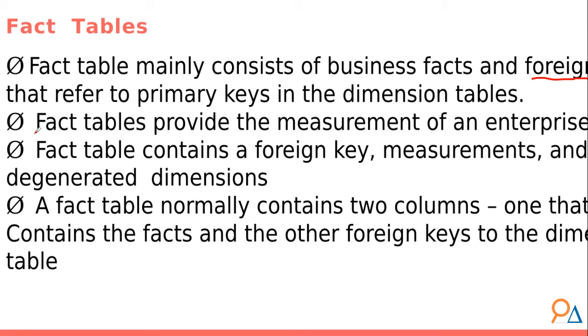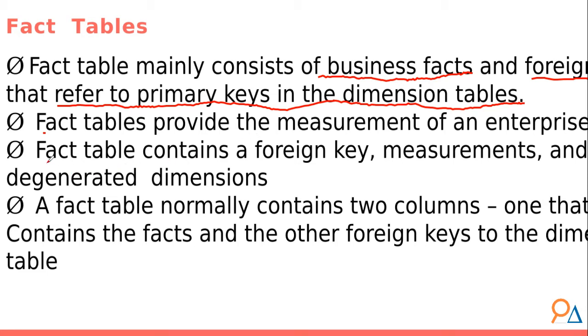As you can see, this point here says the fact table mainly consists of business facts. I'm going to clean this up right here. So it consists of business facts and the foreign key that refers to the primary key in the dimension table. So that's the point. And also, fact tables provide the measures of the enterprise.